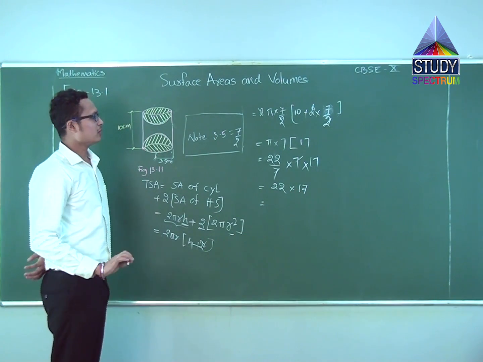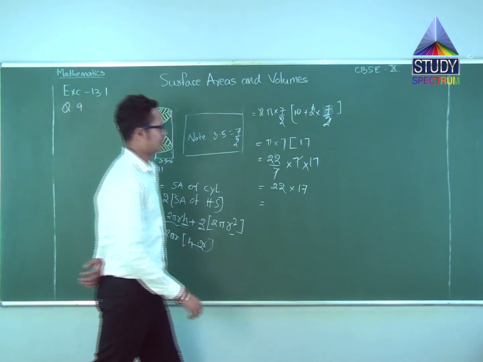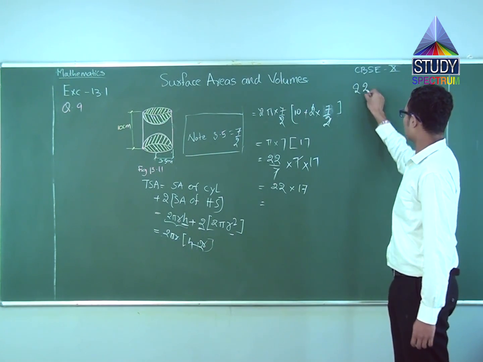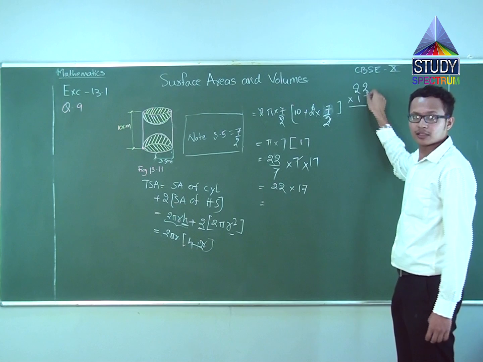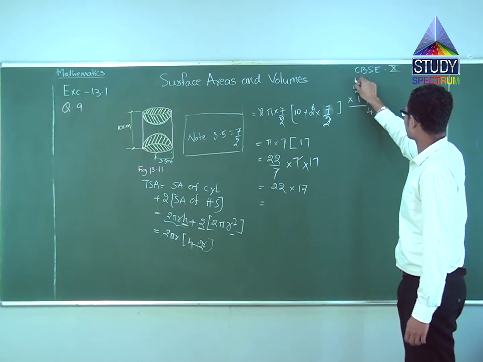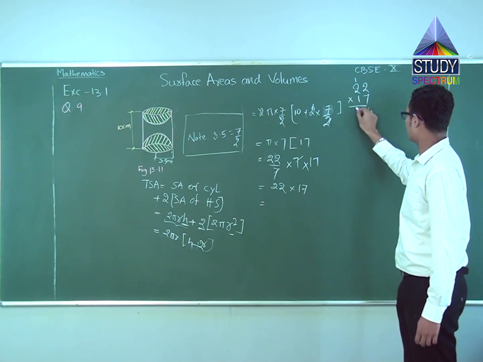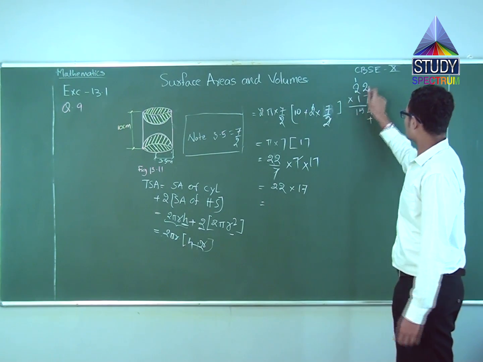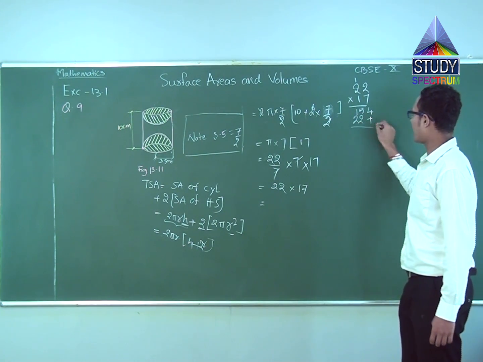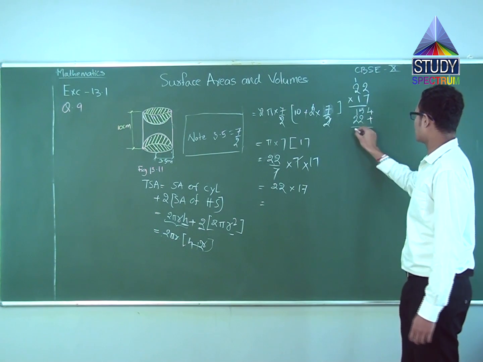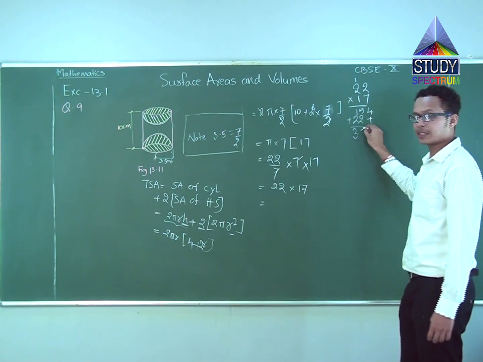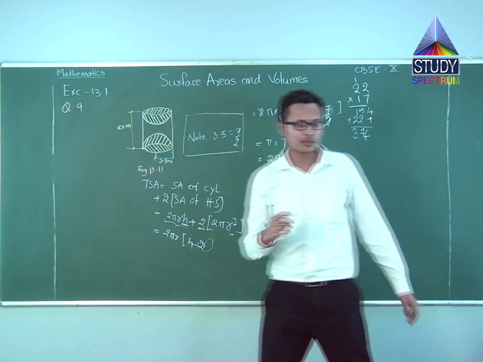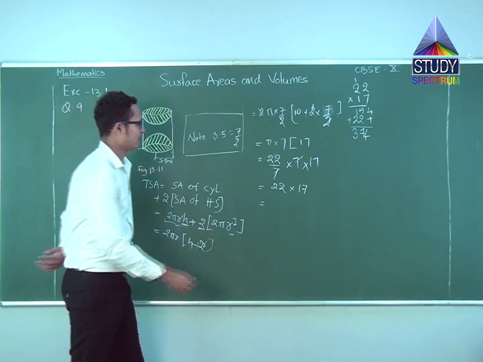Okay. I would not recommend doing this. 22 into 17: 7 into 2, 14, carry 1, 7 into 2, 14 plus 1, 15, right? That's what you do usually. Then you add, and this addition turns out to be 374. I wouldn't recommend that. This is what you're going to do to save time.